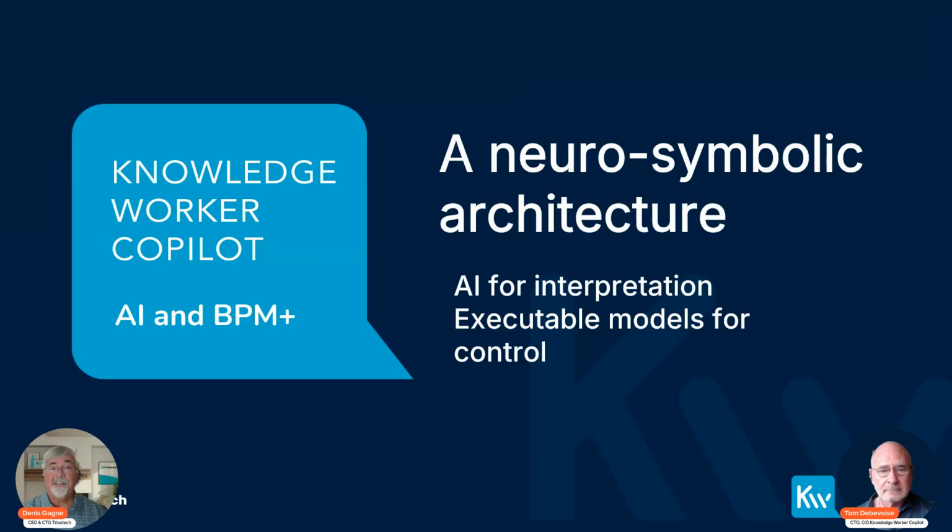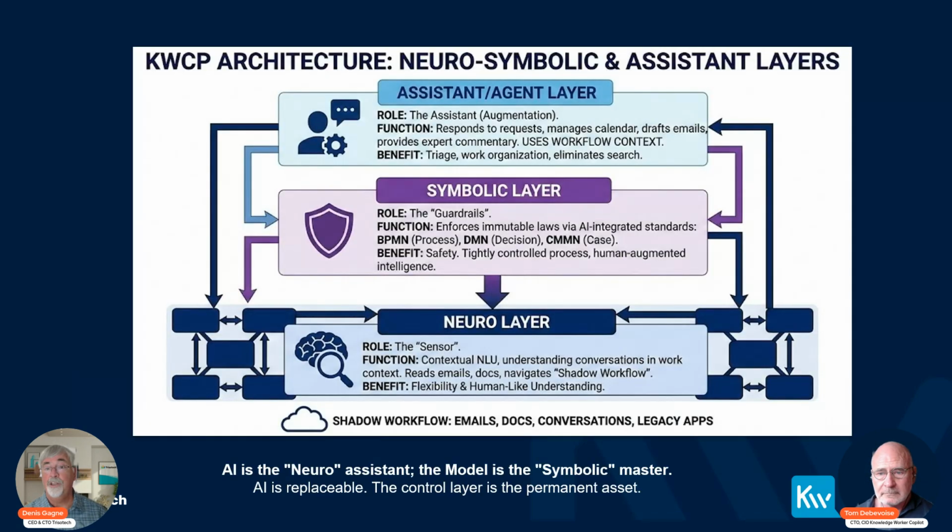So let's talk a little bit about what kind of architecture we're proposing in more detail here. We're using something that's called a neurosymbolic architecture. The neuro part refers to the sensing and the flexibility and adaptability. And the symbolic part refers to the deterministic aspect, where you can guarantee the same results given the same inputs.